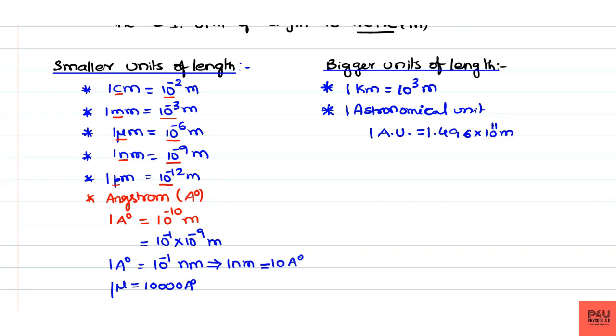So what does the astronomical unit mean? It is equal to the mean distance between the earth and sun, the average distance between earth and sun. So this is represented as astronomical unit. Next one, light year.